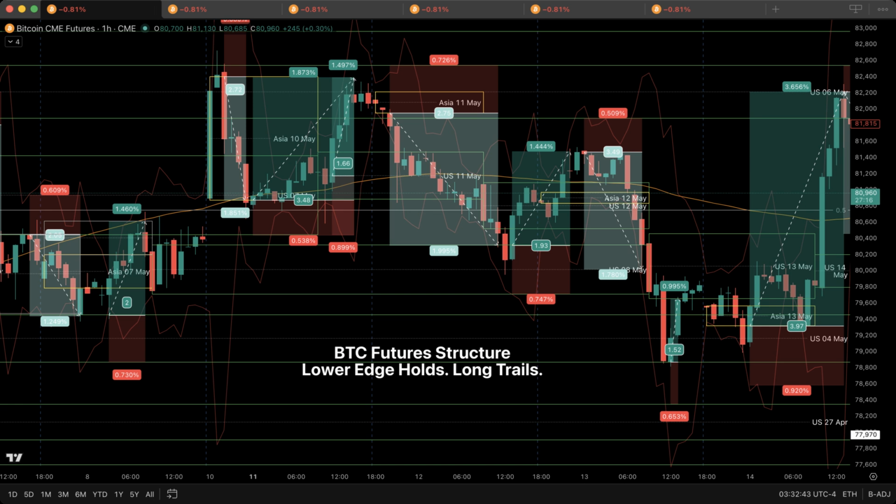Then price keeps going. Now trailing becomes possible. First trailing target. May 13th U.S. session upper boundary. Second trailing target. May 12th U.S. session upper boundary. Third trailing target. May 11th U.S. session upper boundary. Fourth trailing target. May 6th U.S. session lower boundary. Fifth trailing target. May 6th U.S. session midpoint. Risk-reward ratio, 3.97.